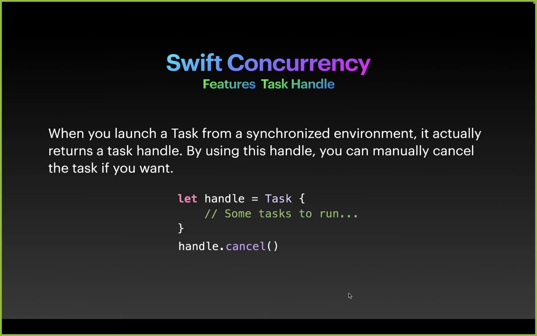In this case, you can see I'm going to assign a variable, maybe named handle, when we create this task. And you can directly call .cancel on the handle to cancel this task manually. Just some simple thing. Is that clear?